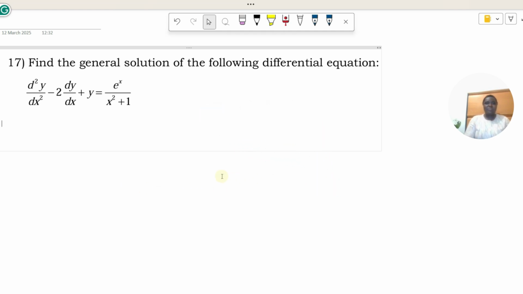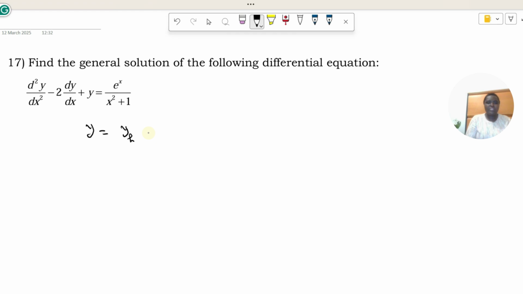So the question was to find a general solution to this differential equation. This is a second order linear differential equation, and normally the general solution of this kind of differential equation is of the form y equal to yh plus yp. What is yh and what is yp? yh is the homogeneous solution, and it is obtained by solving this differential equation when the right hand part is equal to 0.